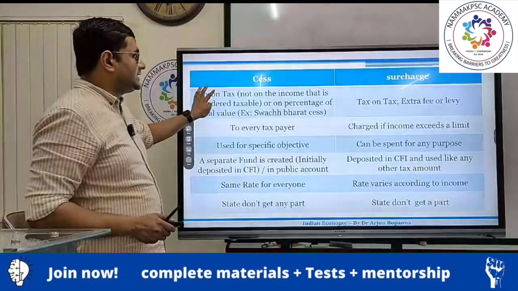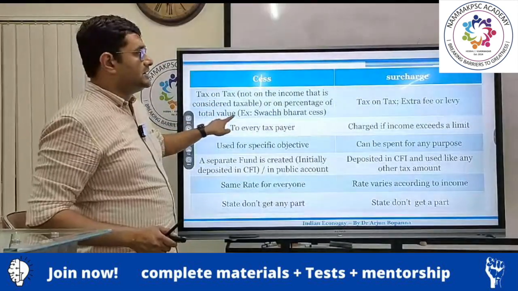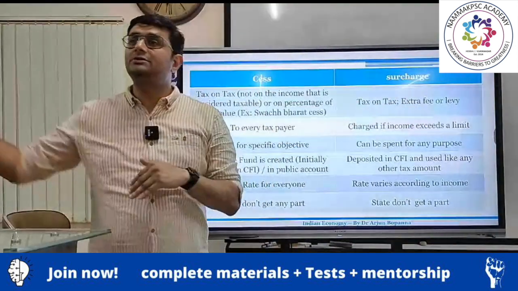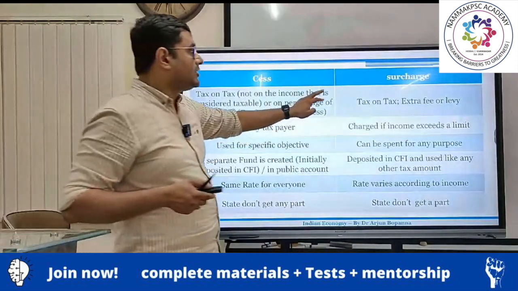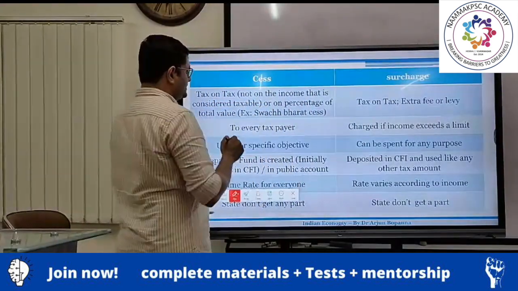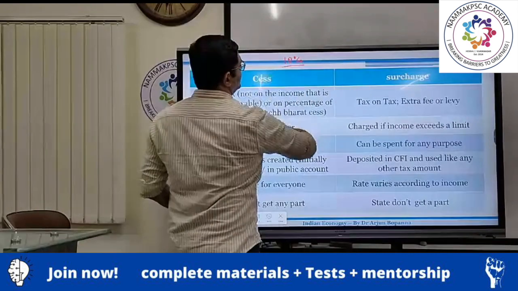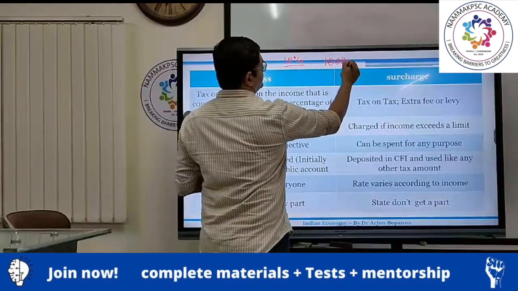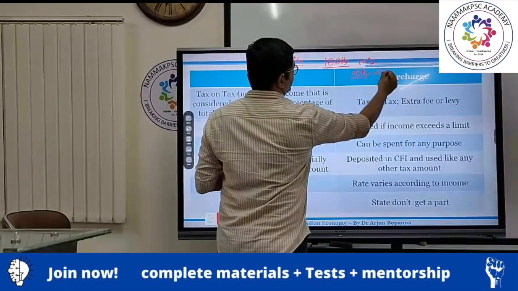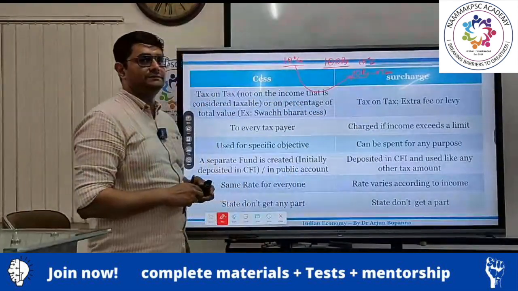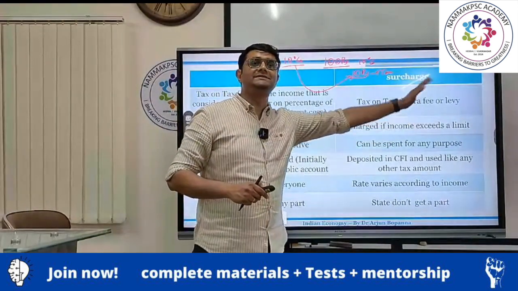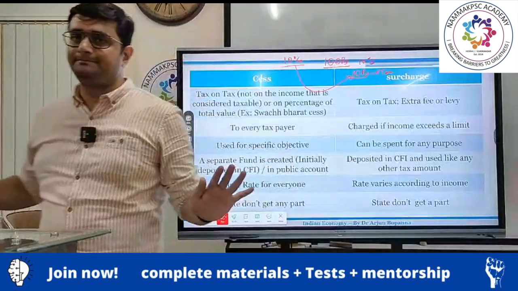So cess can be tax on tax or on the value, whereas surcharge is usually tax on tax, an additional fee or levy in addition to the regular tax, and it is calculated on the tax. So surcharge is 10% means, tax is 10 rupees. Let's say 10% tax. So here 10 rupees is the tax. So 10% of 10 rupees, that is the surcharge. Cess applies to every taxpayer, whereas surcharge applies only when the income exceeds a certain amount. Cess is for everybody.